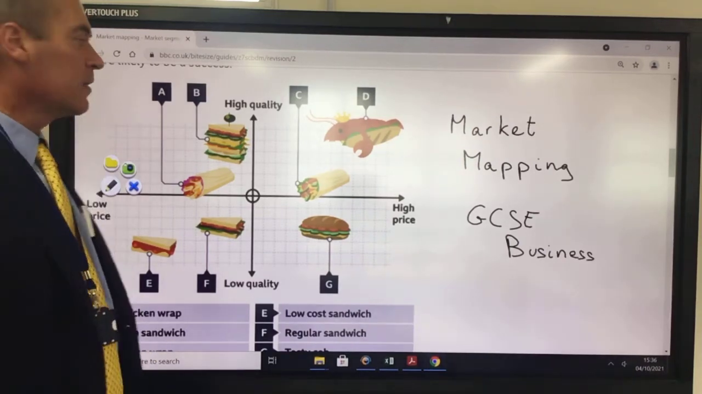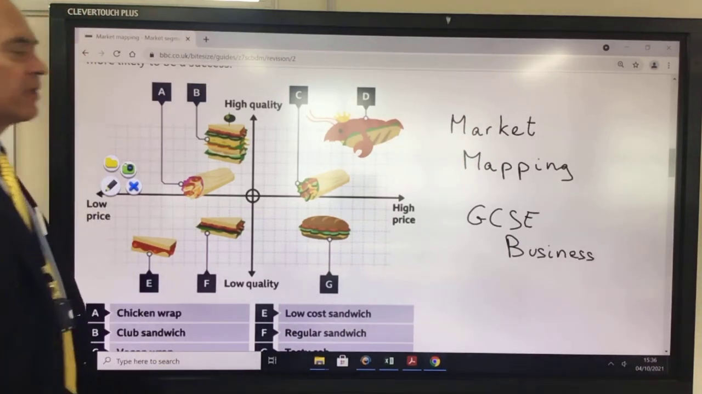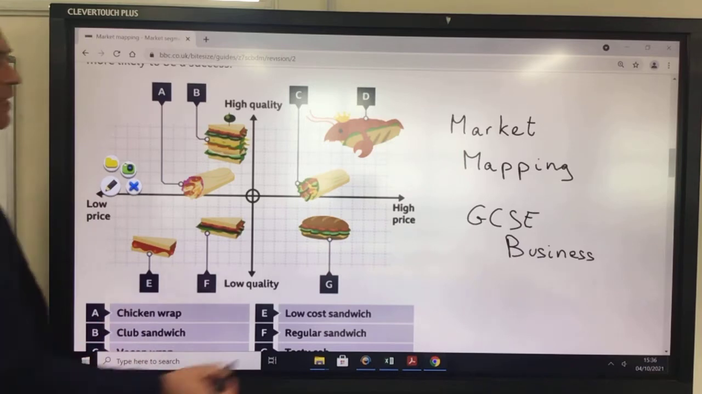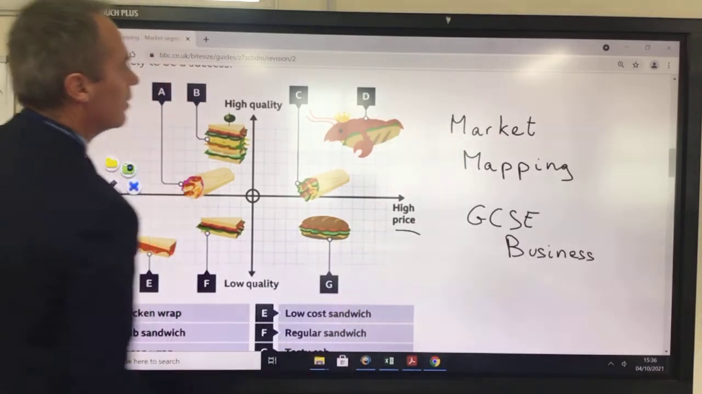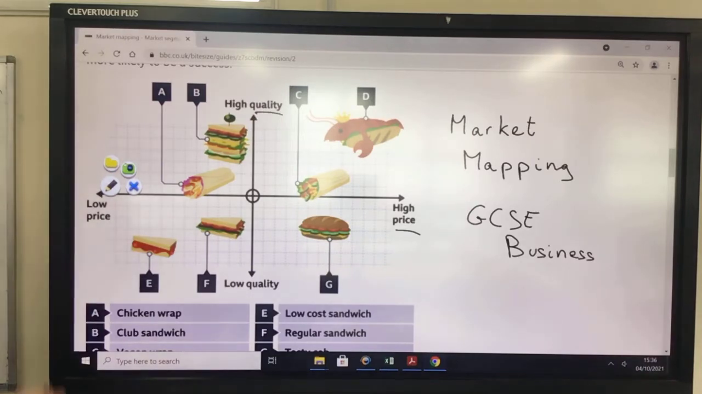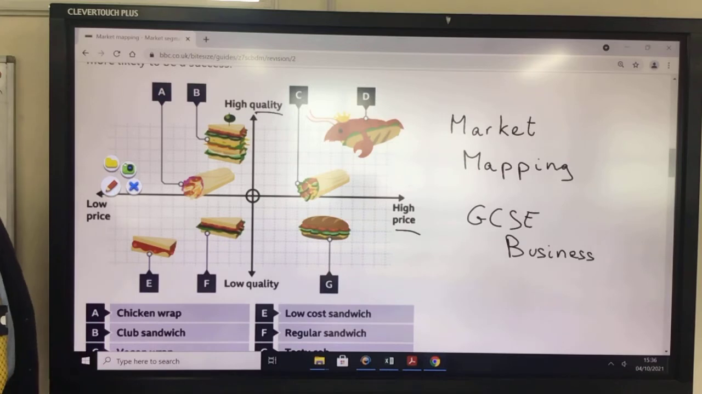Welcome to this screencast. We're looking at market mapping for GCSE business. Market mapping is when you draw on a 2x2 graph, traditionally price versus quality, and you place your competitors on this map.